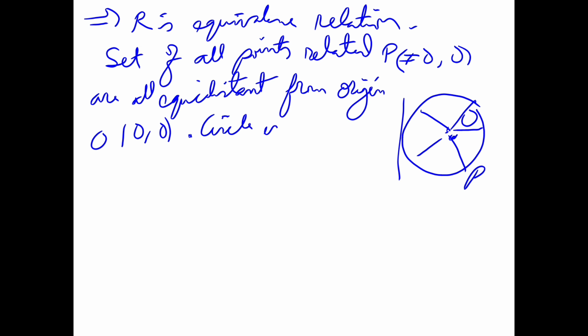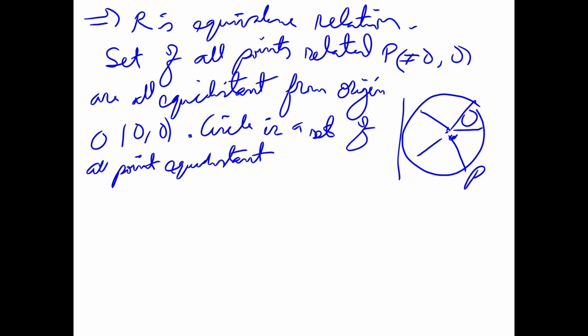A circle is a set of all points equidistant from a fixed point.